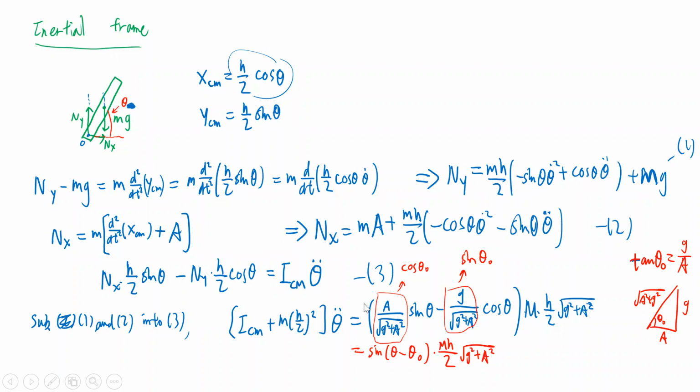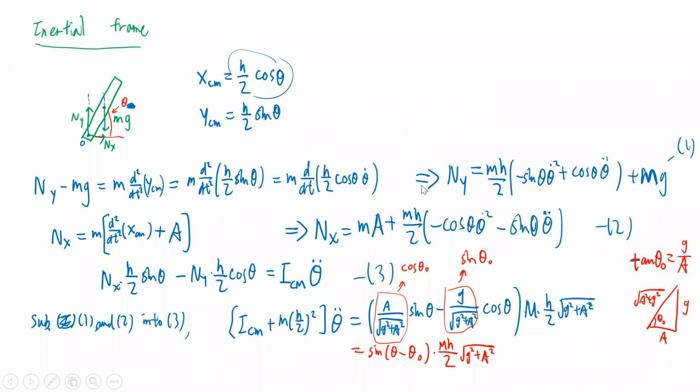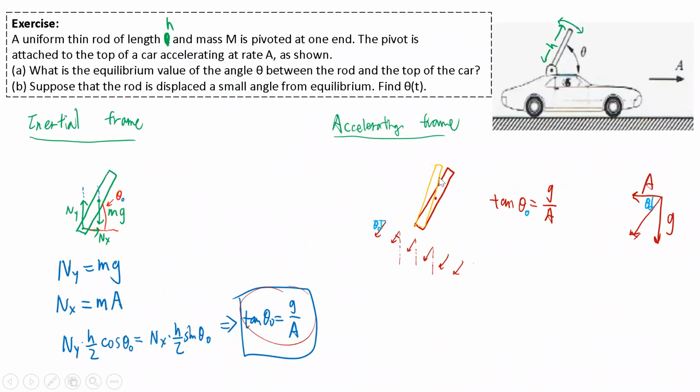So let me use the other method, right? The accelerating frame method, and do the same problem, and then the thing will become a bit more transparent. Okay. So if I use the accelerating frame, what would I do? As I said, it would actually be much easier.